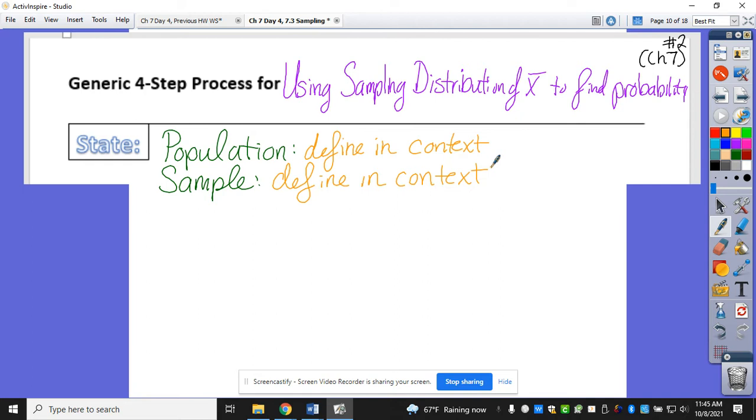What was the next thing we wrote for our last one? It was let P, so now it's just going to switch to let U. And what is our first word going to be now? Mean instead of proportion. Mean of whatever it is defined in context.